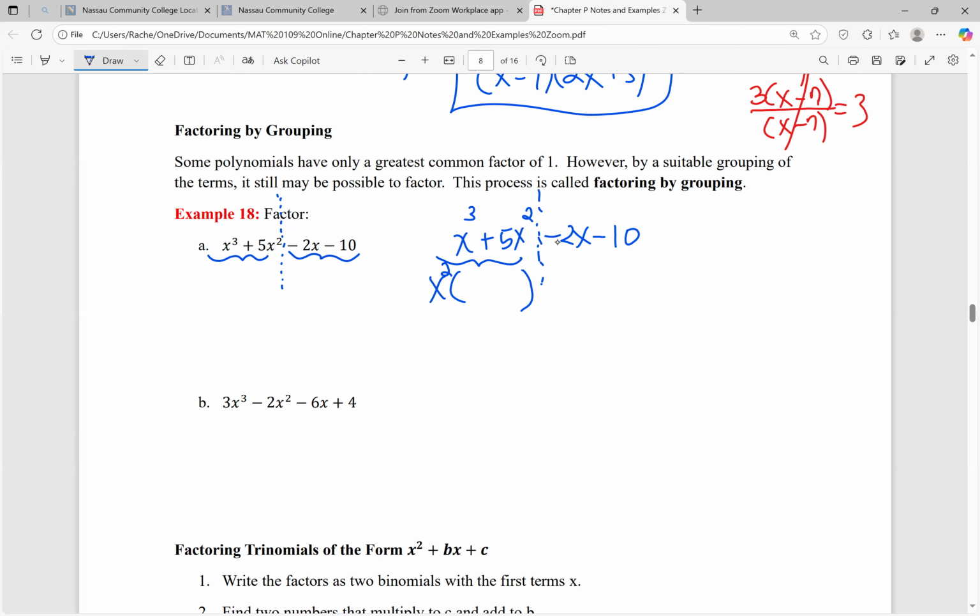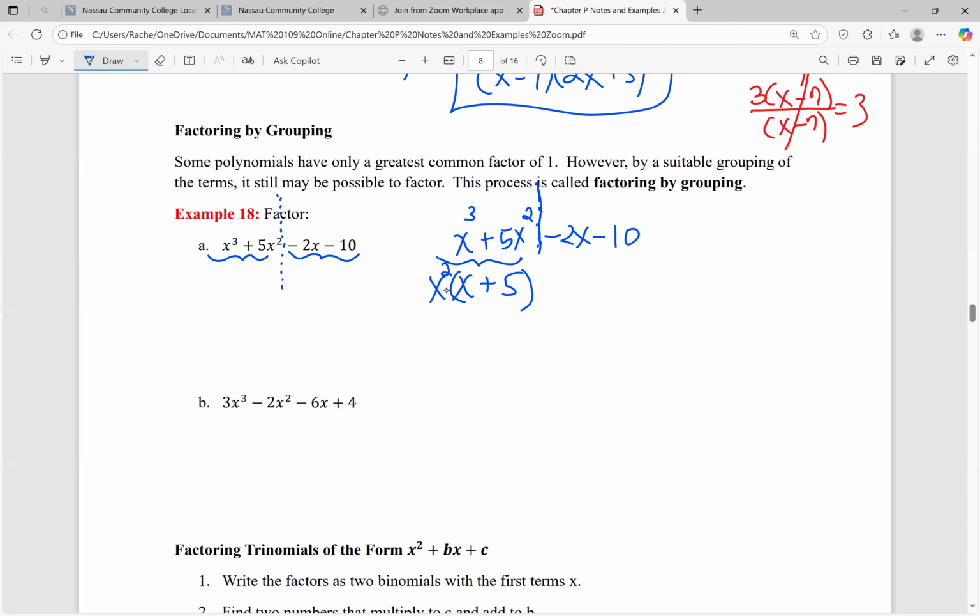Now divide each term by x squared. So x to the third divided by x squared is x. And now take 5x squared divided by x squared, and we're going to get positive 5. So I factored the first group. Now let's look at the second group.